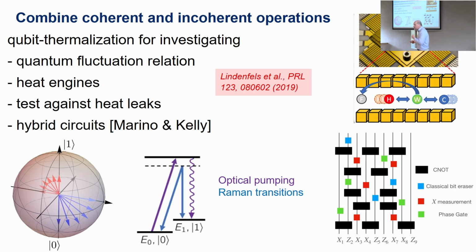So now I'm going to the other part, and now I want to combine this coherent interaction, like the gate operations, the 2-bit and 1-bit gate operations, with incoherent operation, and that is important for quantum thermodynamics and for investigating the fluctuation relation theorems and so on. Heat engines and tests against heat rate, and also hybrid circuits.